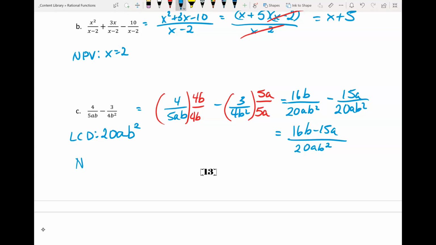There's nothing we can do to simplify this, so I'm going to leave it as that. We didn't state our NPV, so I'm going to go ahead and do that. We have two variables, a and b, and in this case, a equals 0 or b equals 0 will give us a problem because we'll have a 0 in the denominator.